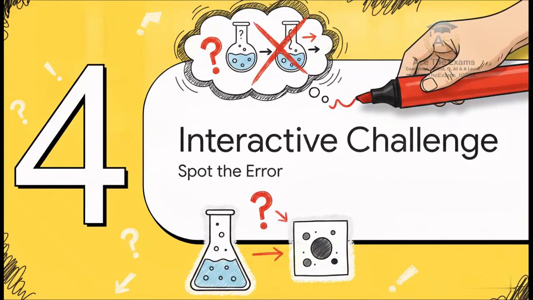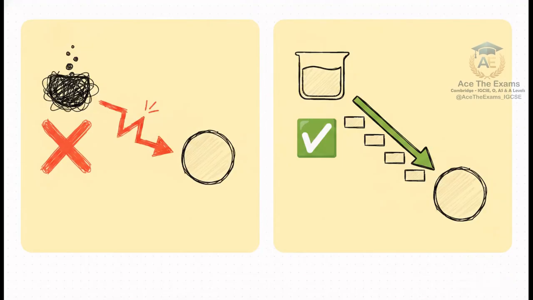Section 4. Interactive Challenge. Spot the error. Okay, let's put you in the examiner's seat with a quick pause and predict moment to see if you can spot the flaw in a typical student response. Imagine you've got the red grading pen in your hand right now. Take a look at this.